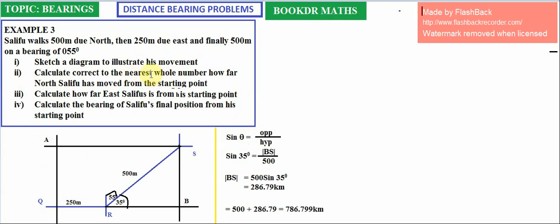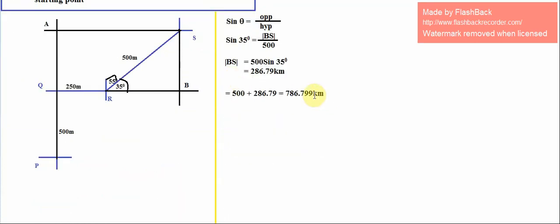But we are calculating correct to the nearest whole number. So we will convert this value to the nearest whole number. Oh, I beg your pardon. It is 0.79, not 0.799. So we are converting this to the nearest whole number. That will represent our final answer.